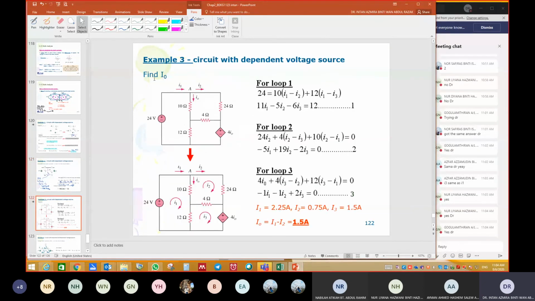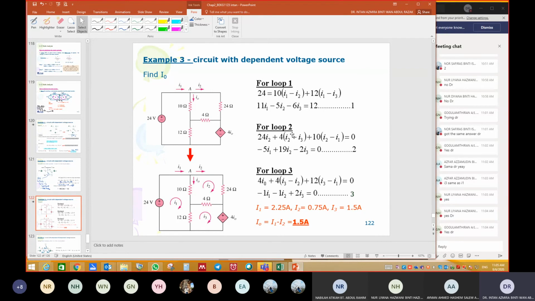Okay, next we go to another example. How many loops here? We have 3 loops. So we will have 3 KVL equations to find 3 unknown currents. Okay, so the question asks you to find I0 here. Okay, never mind. We will find I1, I2, and I3 first. Then we will look for I0 by applying KCL at node A.